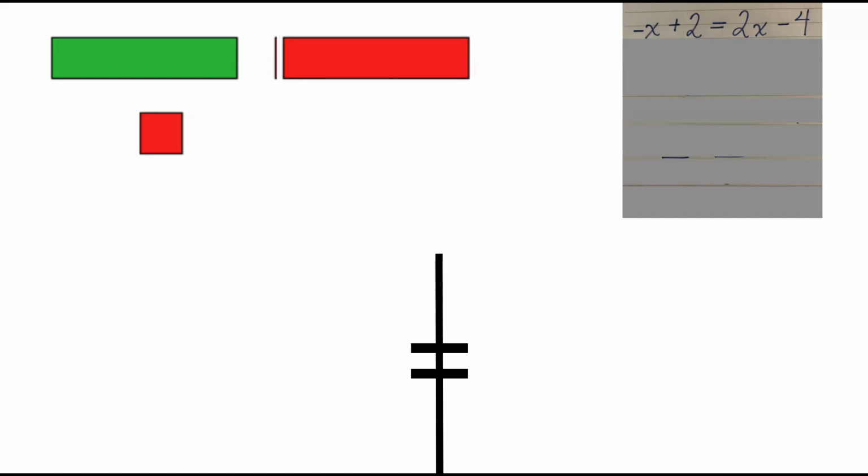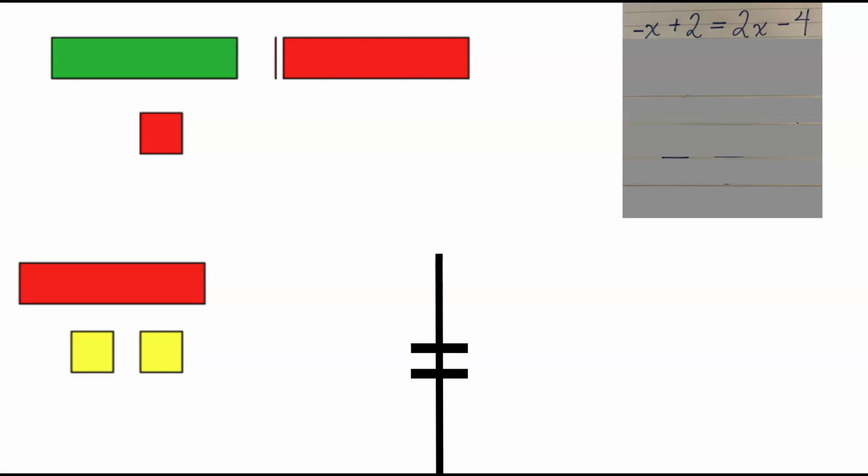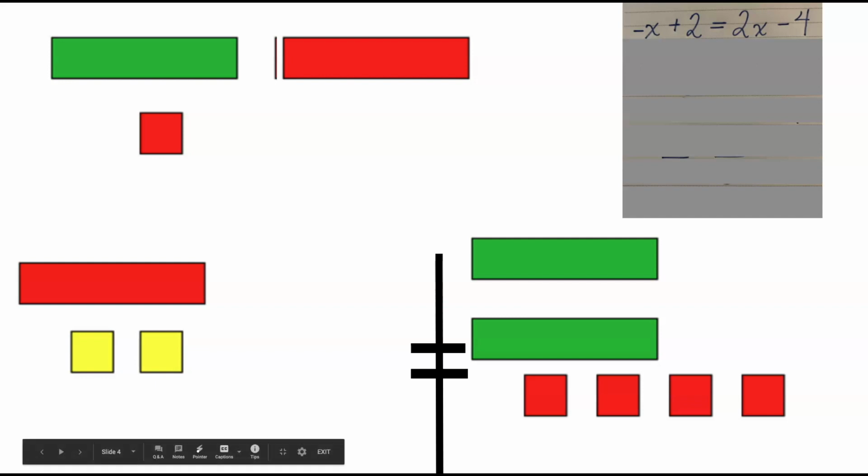Example 2, I'm going to be working with some negatives. So on the left-hand side I have a negative x plus 2. And on the right-hand side I have 2x minus 4. Here I can't simply just remove something because they are not equal. They have different values. So instead I will be adding something to both sides. So in this case I'm going to add a 1x to both sides.